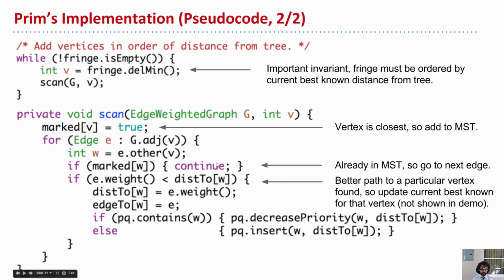If it's already been marked, don't do anything. However, if the weight of the edge is better than the best known distance, then set the distance, set the edge to, and then adjust the priorities as necessary. So if it's a vertex we haven't already seen, we'll add it to the priority queue. If it's something that we already have but it has a new weight, we'll change its value.